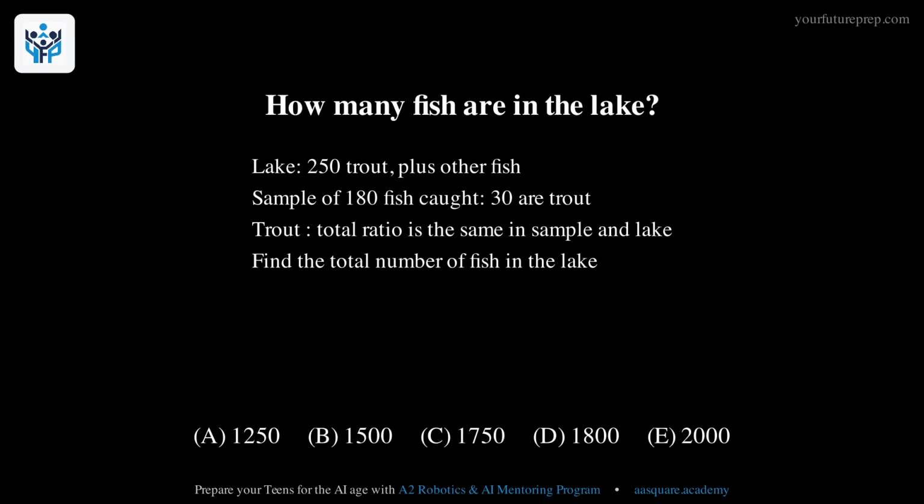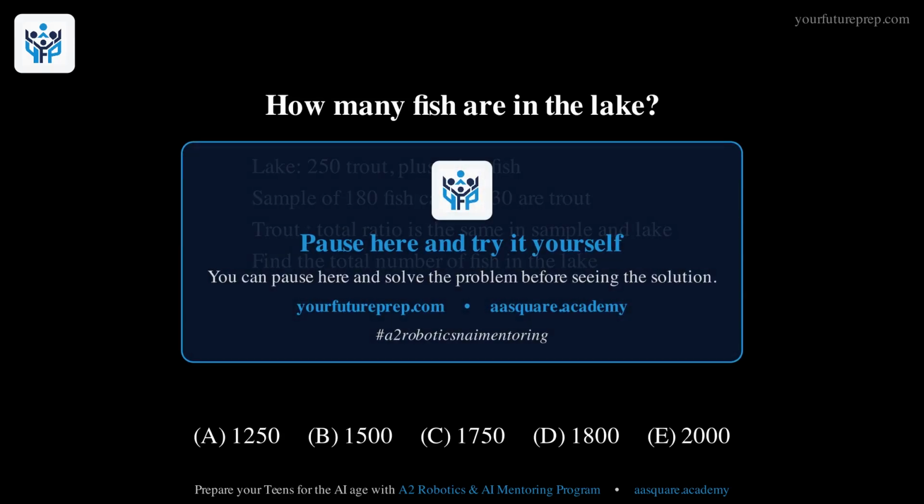A lake contains 250 trout, along with a variety of other fish. A marine biologist catches and releases a sample of 180 fish, of which 30 are trout. Assume the ratio of trout to total fish is the same in the sample and in the whole lake. How many fish are in the lake? You can pause here and solve the problem before seeing the solution.